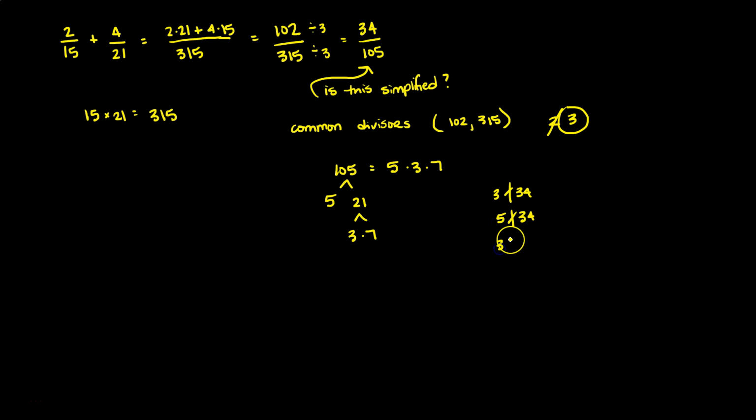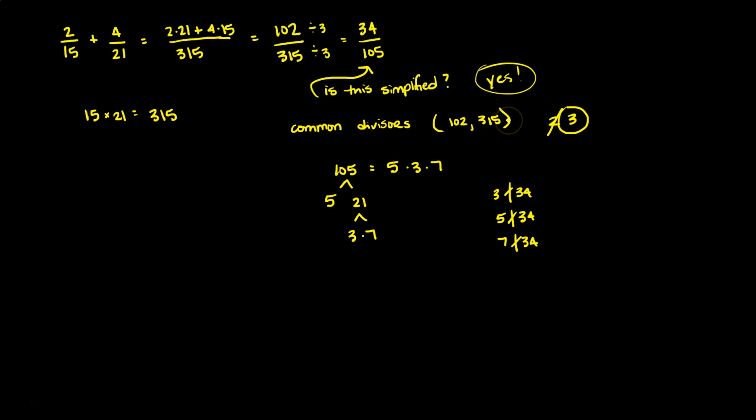And then lastly, we need to know, does 7 divide 34? Well, the rule for 7s was a little tricky, so instead let's just think about our multiples of 7. We have 7 times 1, 7 times 2, 7 times 3, 7 times 4, 7 times 5. In fact, 7 times 5 is 35, so that's a pretty good clue that 7 does not go into 34 because it goes into 35. So we can see that they have no common divisors left, which means yes, this is simplified.